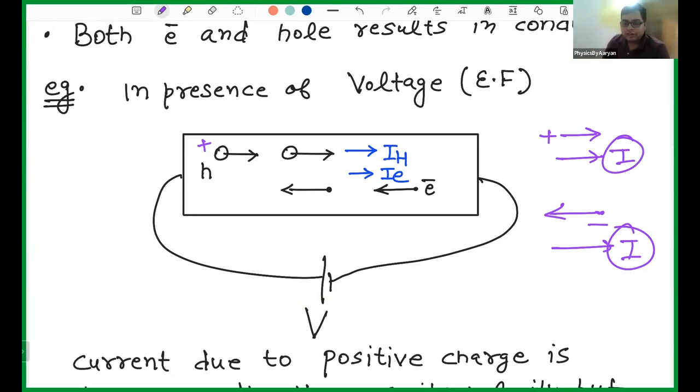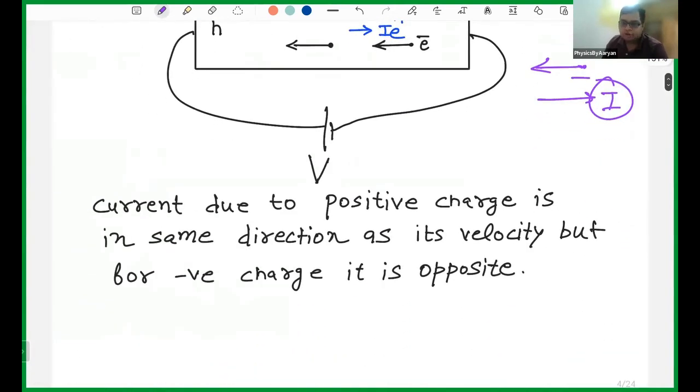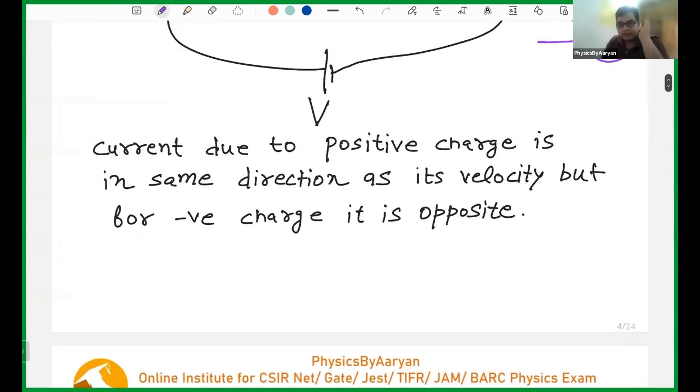Okay, so in semiconductor, what we learned? So we learned that electron and holes both contribute to the conductivity. Electrons in conduction band and holes in valence band. Okay, so am I clear till here? Any doubts?